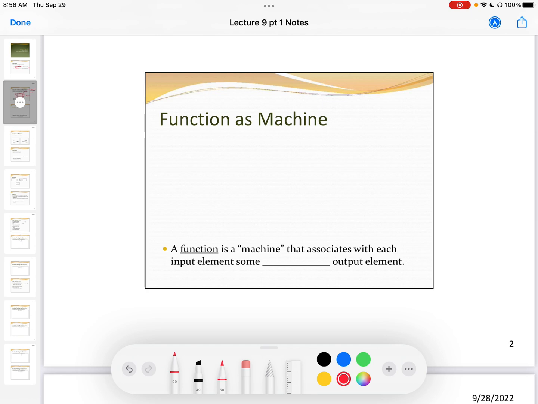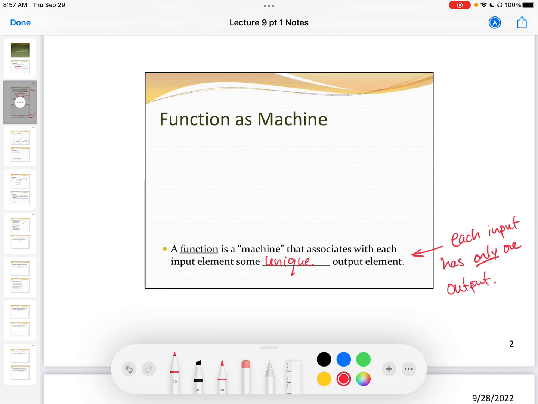The other way that you can define a function is as a machine. So defining a function as a machine. A function is a machine that associates with each input element some unique output element. Another way you can say that is each input has only one output. Each input has only one output.